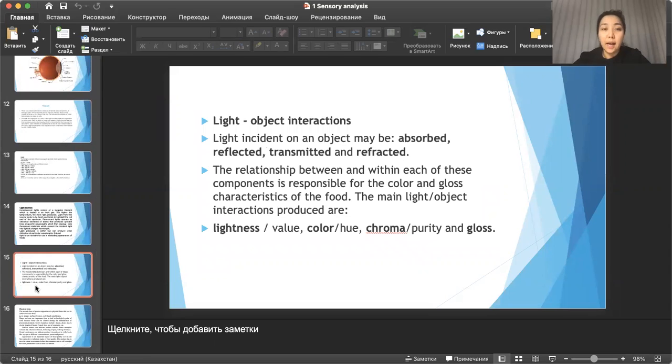So the light-object interactions: light incident on an object may be absorbed, reflected, transmitted and refracted. The relationship between and within each of these components is responsible for the color and gloss characteristics of the food. So the main light-object interaction attributes produced are lightness, which is the value, color, which is the hue, chroma, which is purity, and gloss.